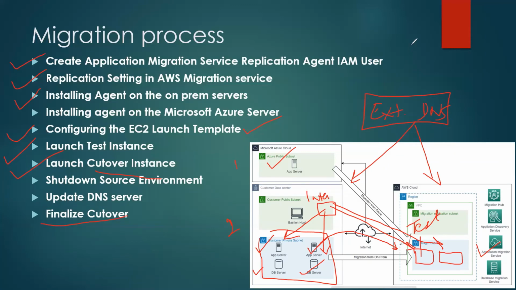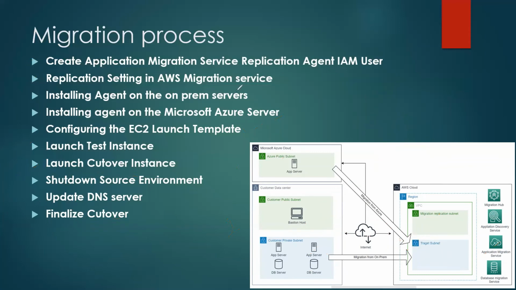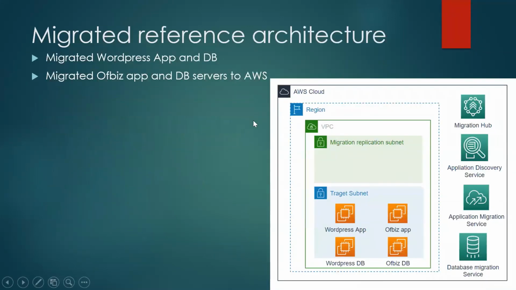In more detail, I'll show all these things practically, how things are done, and we will discuss in more detail. So moving forward, migration is done. Then this is the migration reference architecture. Once everything is migrated, we have created EC2 instances for WordPress and database, and the OpsBiz app and OpsBiz DB using Application Migration Service. We have created all this in the target subnet. So all this infrastructure is in the AWS Cloud now. These are the migrated servers once migration is done.